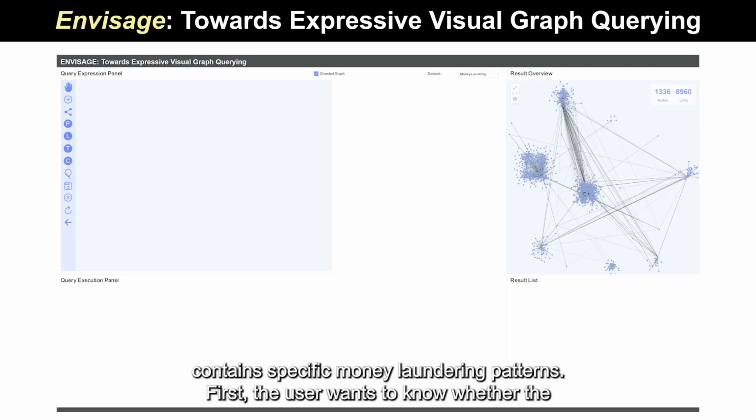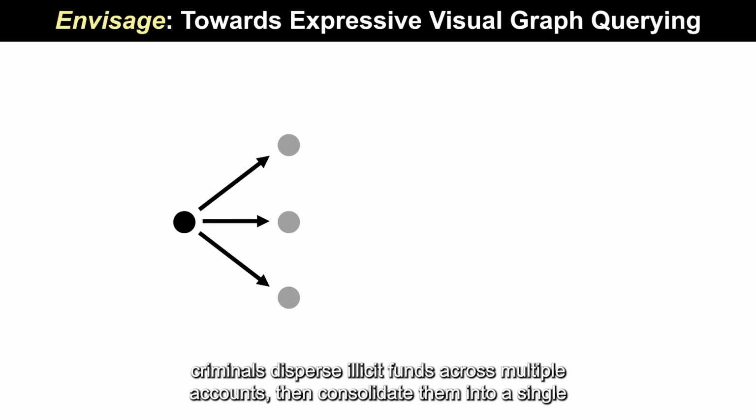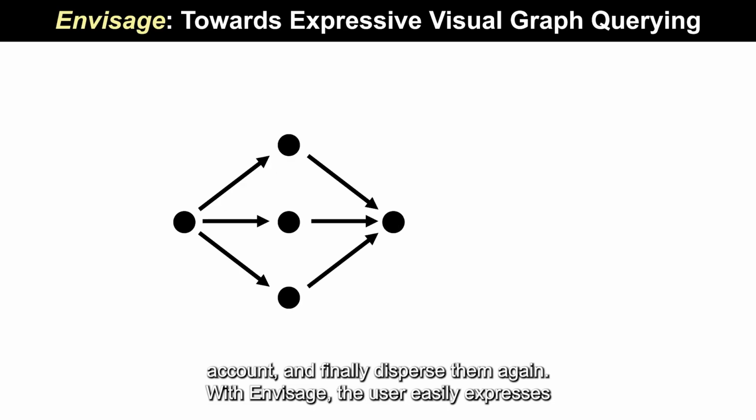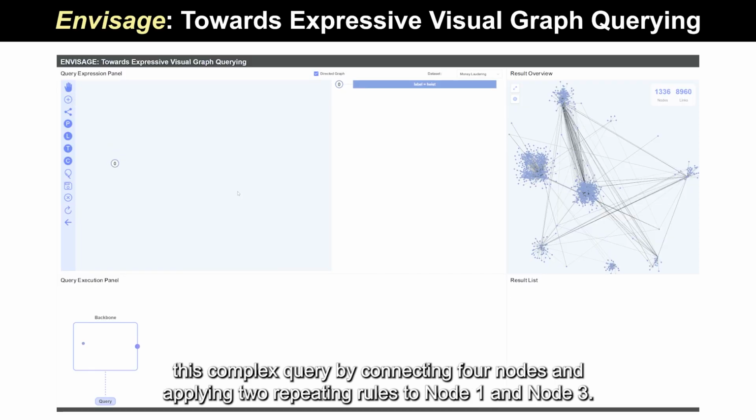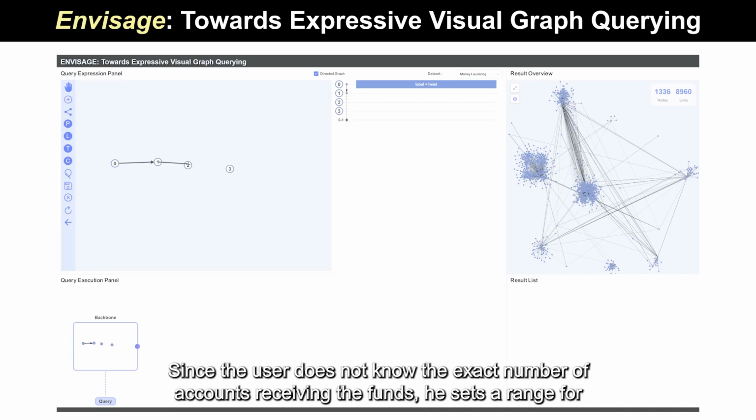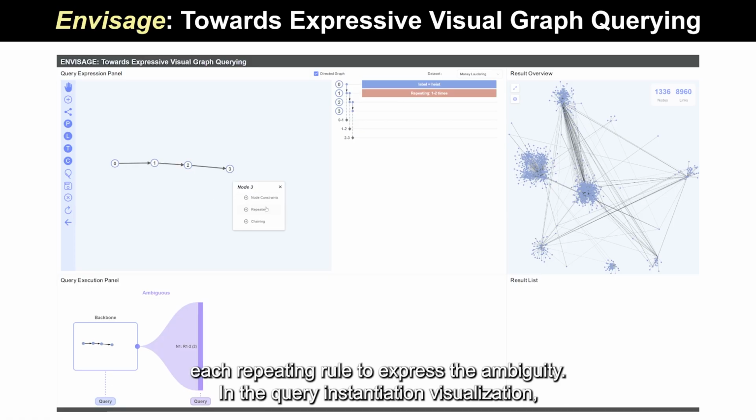First, the user wants to know whether the criminals disperse illicit funds across multiple accounts, then consolidate them into a single account, and finally disperse them again. With Envisage, the user easily expresses this complex query by connecting 4 nodes and applying two repeating rules to Node 1 and Node 3. Since the user does not know the exact number of accounts receiving the funds, he sets a range for each repeating rule to express the ambiguity.